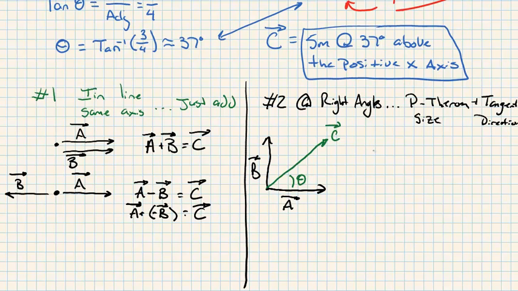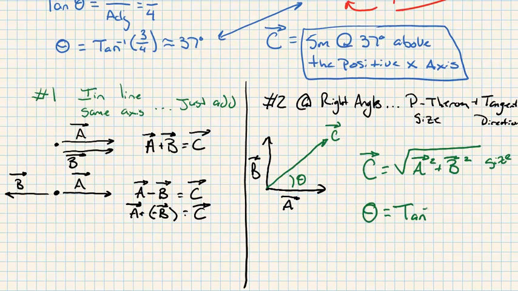Well, to get the C, it's going to equal the square root of our A vector squared plus our B vector squared. That gives us our size, or our magnitude. And to get that angle, so we can give it a direction, we take the arctan, or the tan inverse in this situation, of our B vector over our A vector.